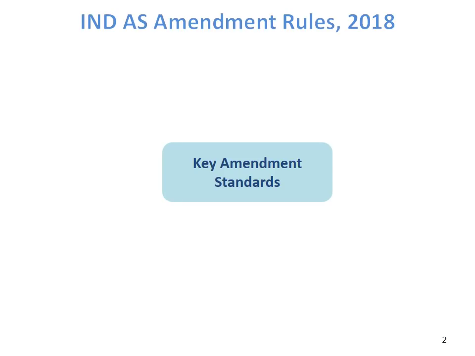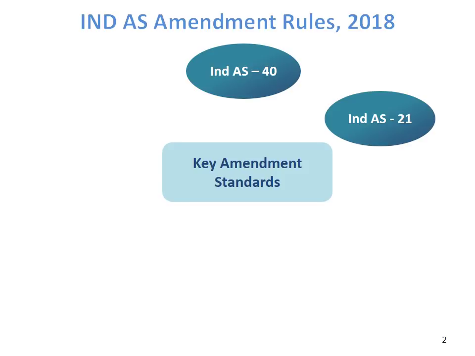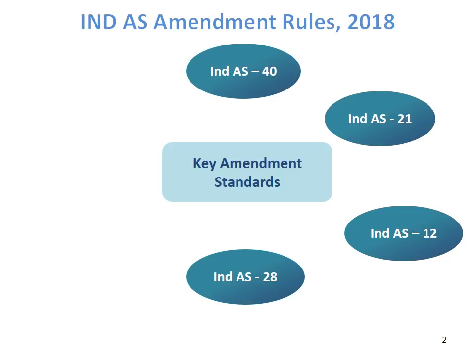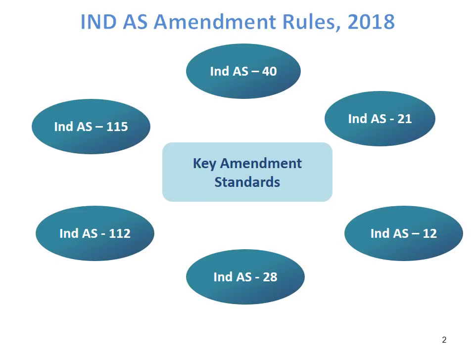If we look at the standards which are amended by way of Ind AS Amendment Rules 2018, first is Ind AS 40 investment property, then Ind AS 21 on foreign exchange rates, Ind AS 12 income taxes, Ind AS 28 on equity method of accounting for investment in associate and joint venture, Ind AS 112 disclosure of interest in other entities, and Ind AS 115 that is revenue from contract with customers.